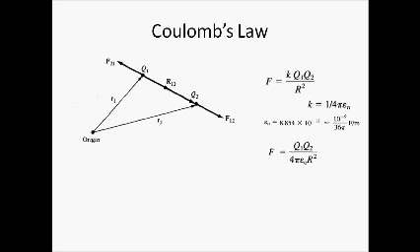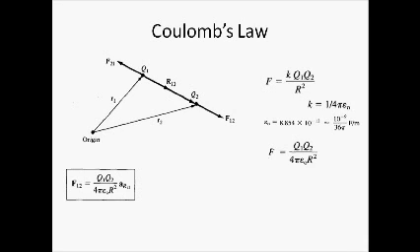So substituting this proportionality constant into the above equation, we get F is equal to Q1 Q2 divided by 4 pi epsilon naught R square. Using vector notation, this F can now be written as F12, the force on Q2 due to Q1, is equal to Q1 Q2 divided by 4 pi epsilon naught R square into unit vector R12. That unit vector R12 defines the direction of the force.